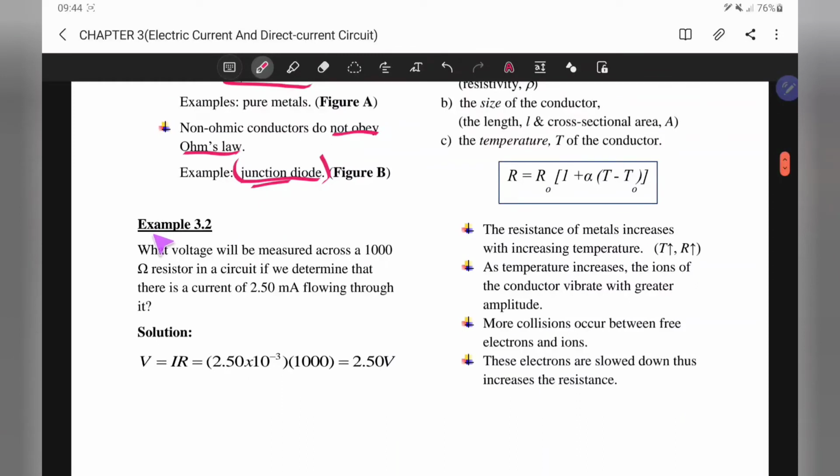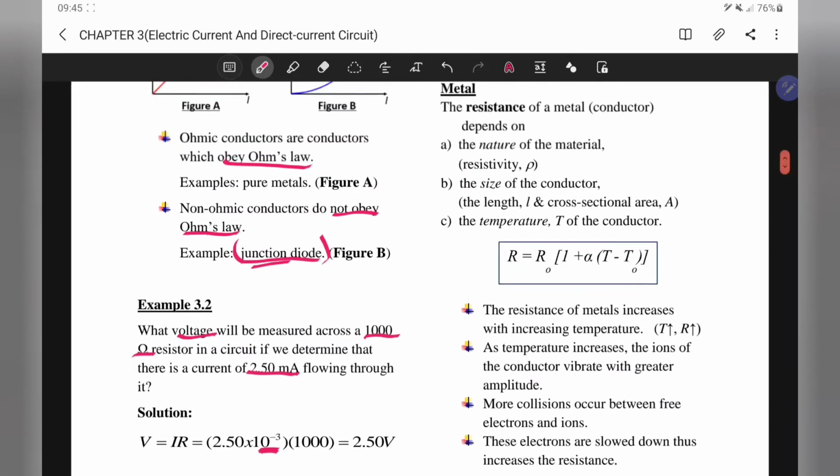For example, in example 3.2, what voltage will be measured across a 1000 ohm resistor in a circuit if we determine that there is a current of 2.50 milliamperes flowing through it? So given the resistance and also the current, they ask you to find the voltage. So V equals IR. The current is given already, but in milli, so make sure we convert it, which is 10 to the power of -3, the prefix, and then multiplied by 1000, giving you 2.5 volts.